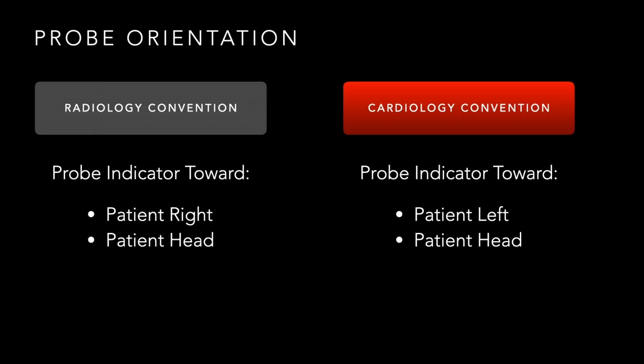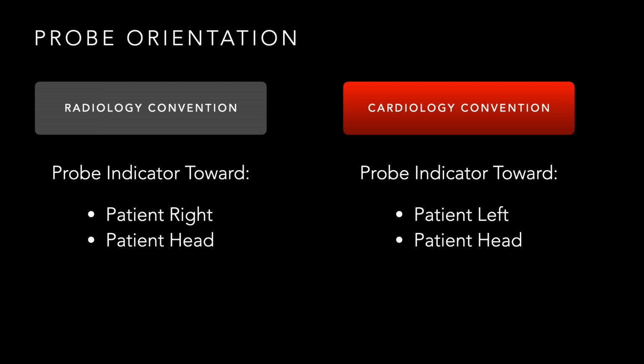But if we put some language around this, in radiology convention, our probe indicator by convention is going to go towards the patient's right-hand side, not our side as the sonographer, the patient's right-hand side. And if you're in the long axis to the body, towards the patient's head. By contrast, in cardiology convention, we're going to flip that. The probe indicator is going to go towards the patient's left-hand side and towards the patient's head.